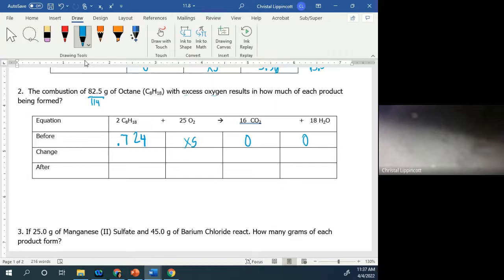So I need to get my cloud made. How do I do my cloud? What do I do with my cloud? I'm going to take this number. When we go up into the cloud, what do we do? Divide. Yes, we're going to divide to go up into the cloud. So 0.724 divided by 2 is 0.362.